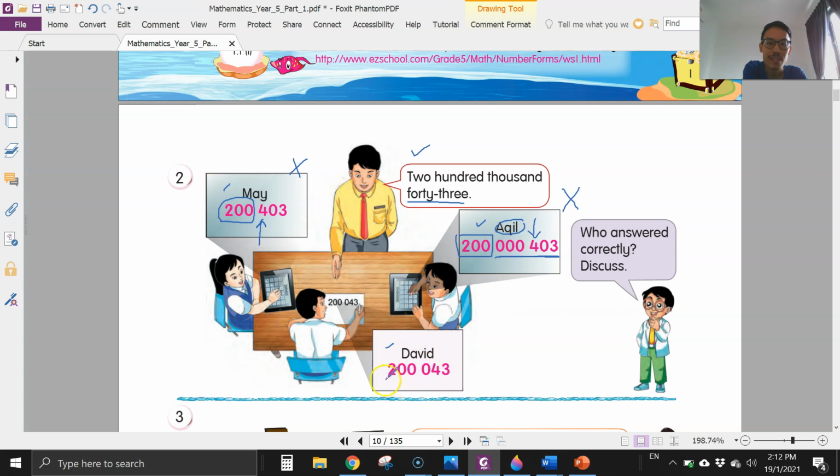So David, okay, we underline 3 numbers behind. This is the 1,000 group, kumpulan ribu. So this is 200,000. There's no 100. Can you see 0? So this is 43. 200,043. Is it the same? 200,043. So yes, David's answer is correct.